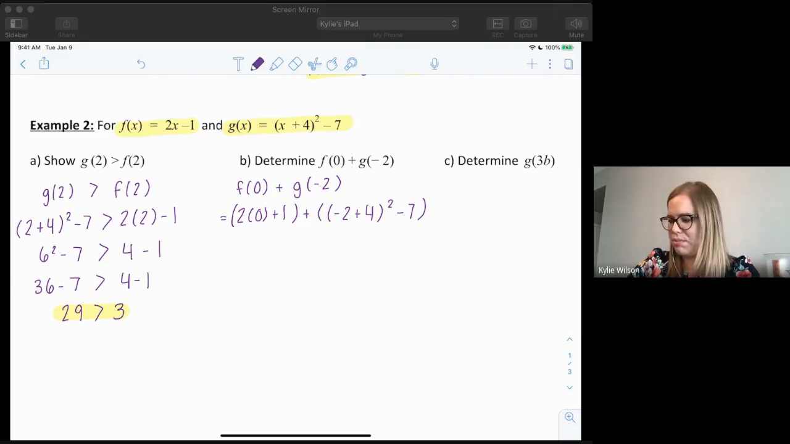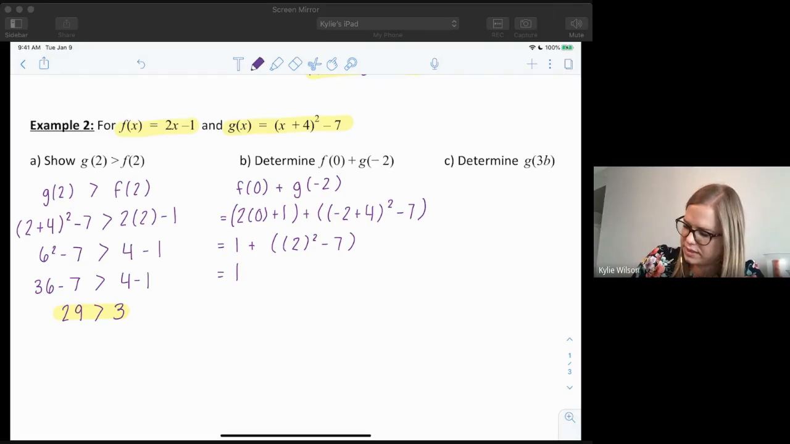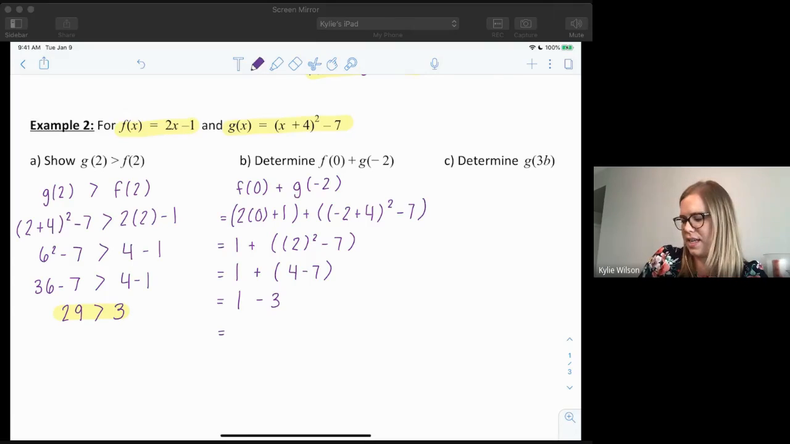And now let's just simplify those brackets. So 2 times 0 is just 0. So we'll have 1 plus negative 2 plus 4 is going to be 2 squared minus 7, like this. 1 plus 4 minus 7. And that will give me 1 minus 3. So we will get negative 2. So our final answer would be negative 2.